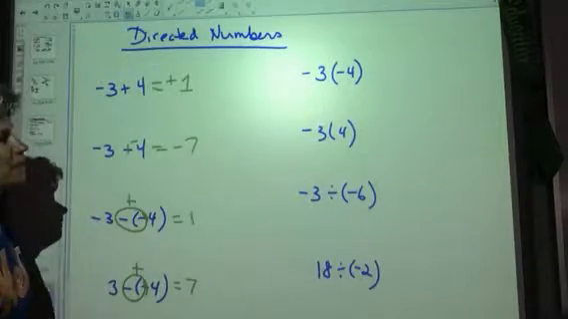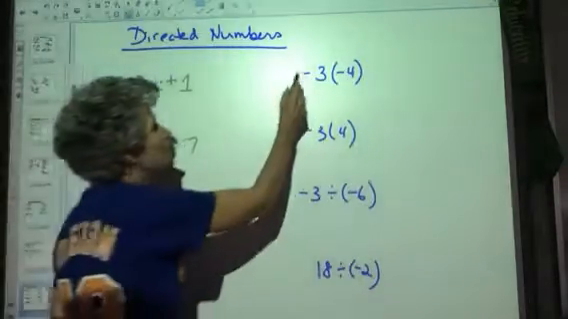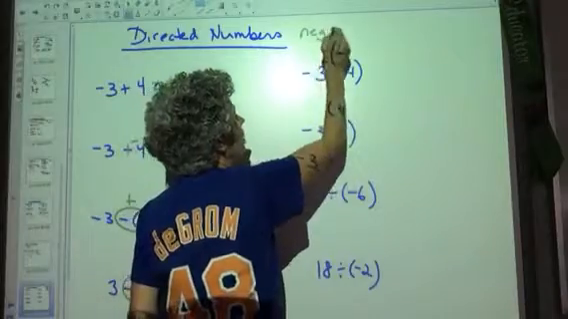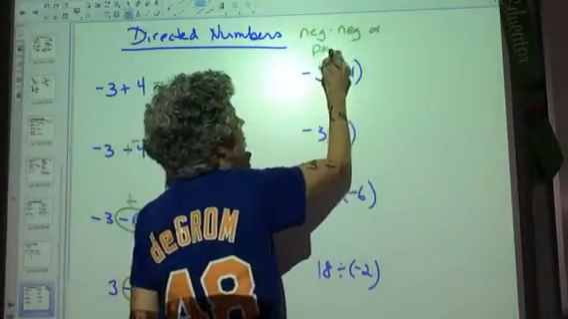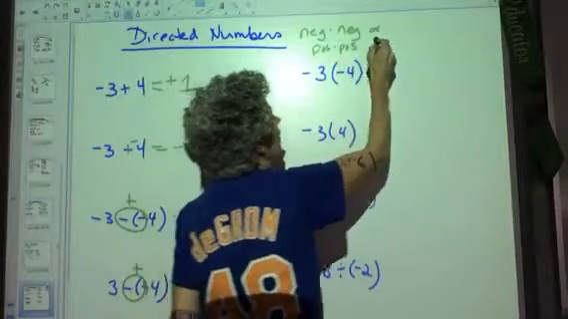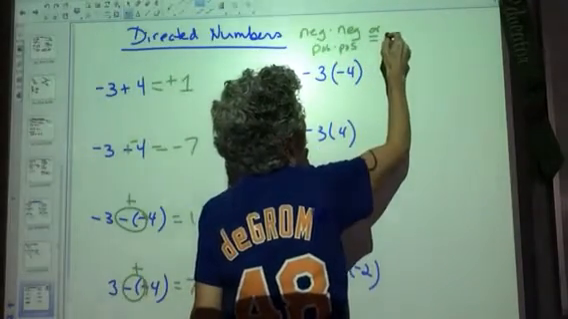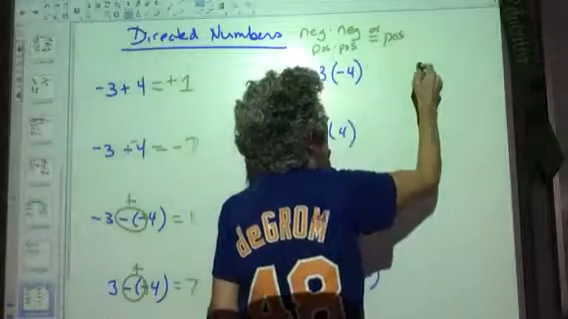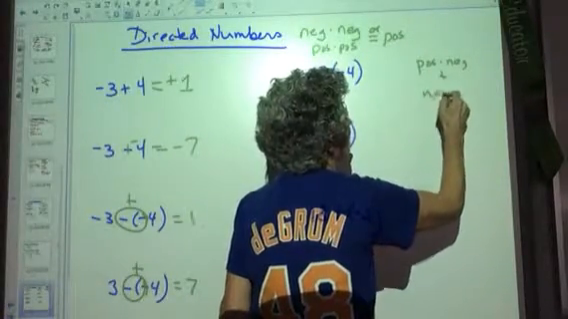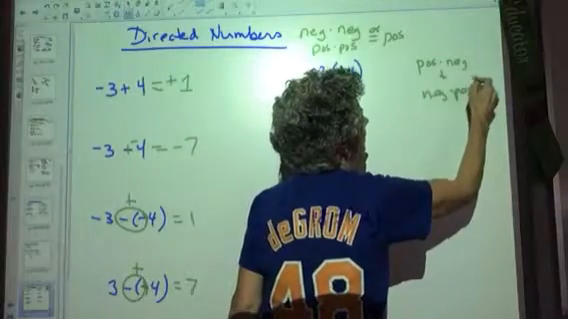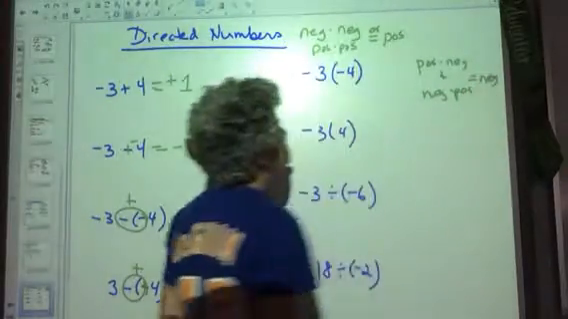When you're multiplying, we have a negative times a negative, or positive times a positive, both equal a positive. So positive times negative and negative times positive both equal a negative. And division works the same way.